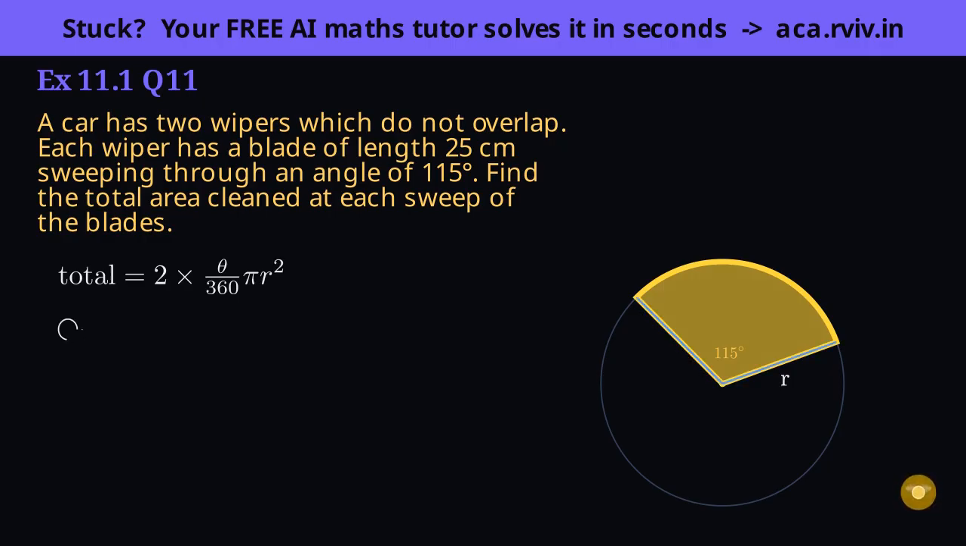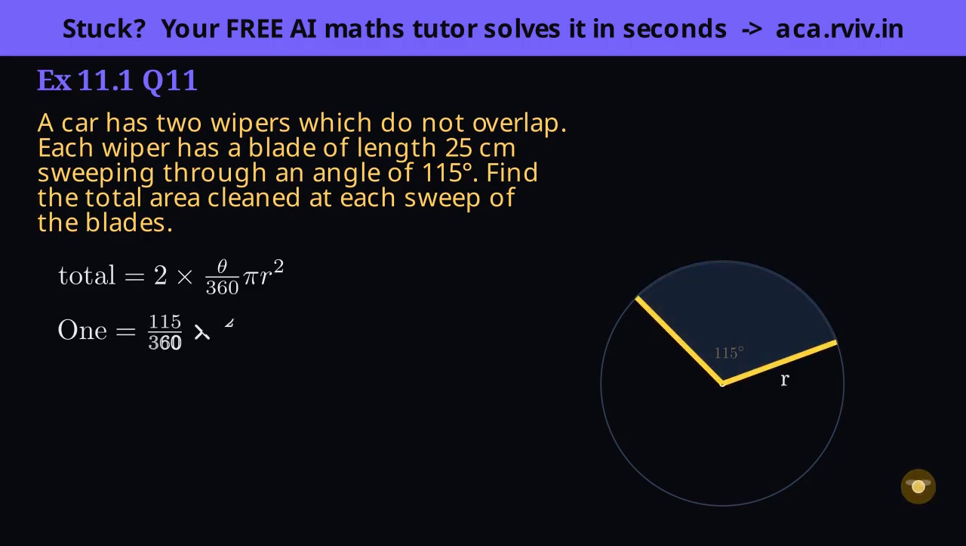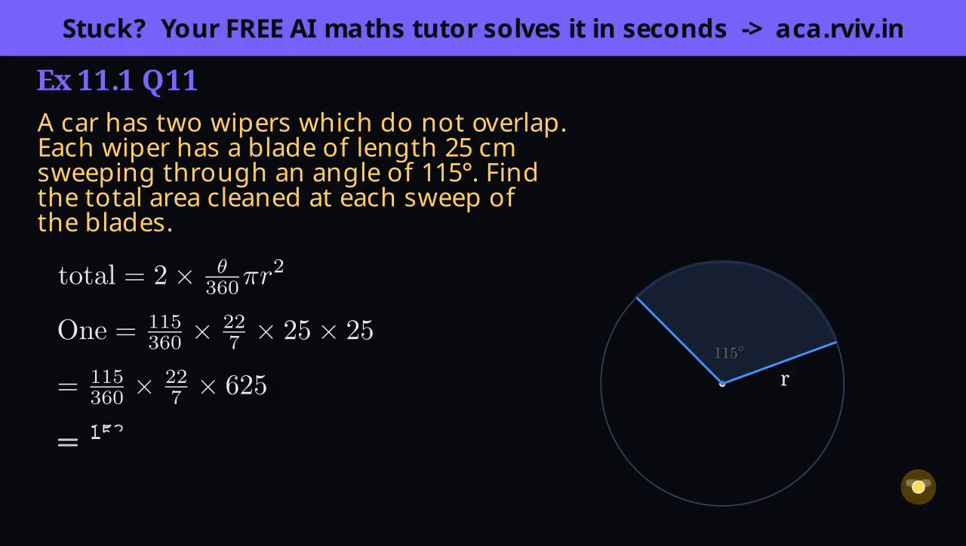So compute one blade first. The ordinary sector formula with theta 115, r 25, pi as 22 over 7. Work out 25 squared, which is 625, for the r squared part. Multiply everything through. The numbers are awkward. 115 and 25 share no factor with 7. So one blade comes out as the fraction 15812 over 252 square centimeters.